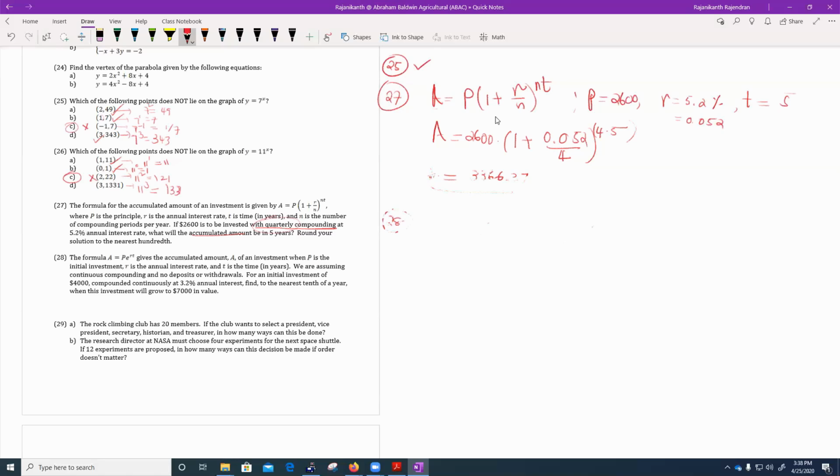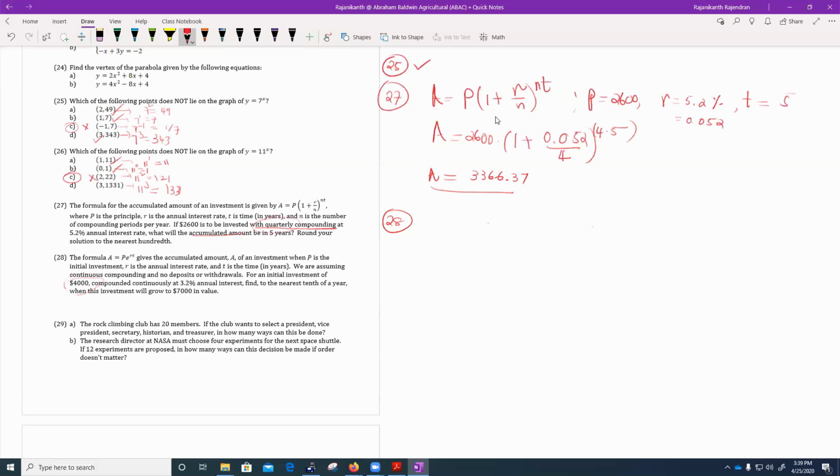28. The formula A equals P times e to the power rt gives the accumulated amount A of an investment when P is the initial investment, R is the annual interest rate, and T is the time in years. We are assuming the compounding you are doing continuously, right? For an initial investment of 4,000, compounded continuously at 3.2 percentage, how many years will it take to get the accumulation of 7,000? Indirectly, they are asking us to find the value of T, right?